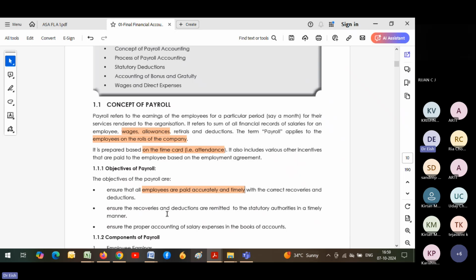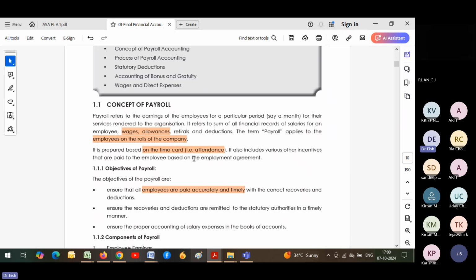PF the company has to deduct, and they will deposit the PF with the Regional Provident Fund Commissioner Office. ESI, they will deduct and they will pay the amount to the ESI office. So there are some statutory deductions which the company is supposed to make, deduct and deposit with the authorities. For example, the TDS, the salary has a TDS. The TDS is due on the 7th of the month.